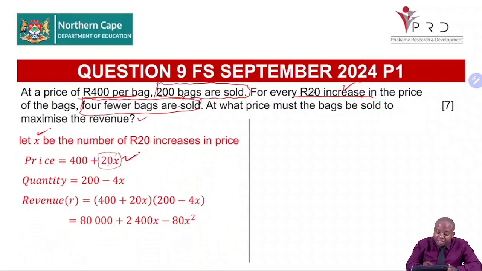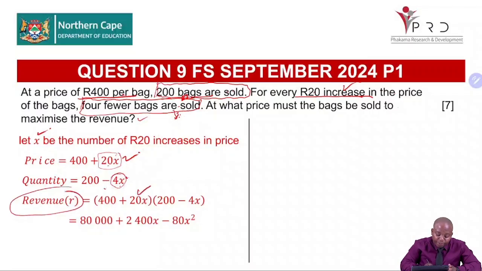And the quantity, which is the units we've sold, is 200 units. However, they said 4 fewer bags are sold. So it's going to be minus 4X, because these fewer bags are going to change. For every 20 increase, 4 fewer bags are sold. So we're going to subtract 4 multiplied by X. Then our revenue is going to be price times the quantity. So our price is 400 plus 20X multiplied by the quantity, which is 200 minus 4X.